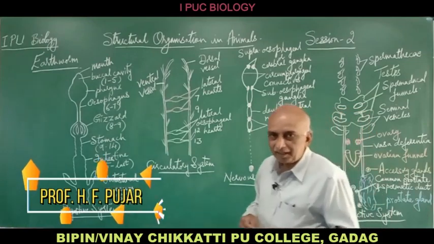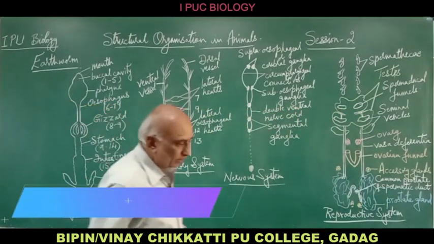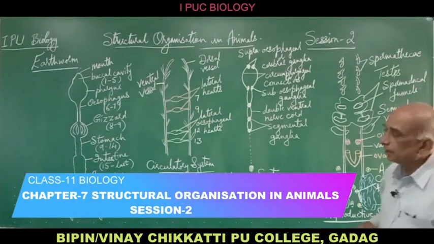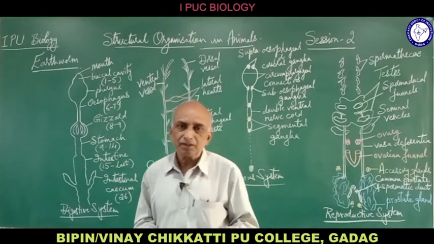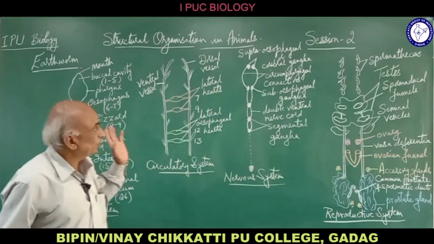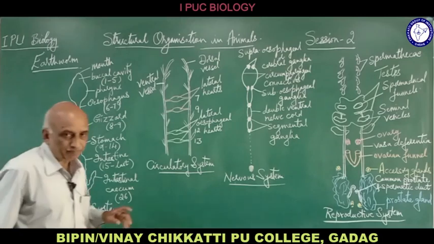In the structural organization of animals, so far we have studied the animal tissues: different types like epithelial, connective, muscular tissue and nervous tissue. So in the next part of this chapter, we will be studying the life history of earthworm.